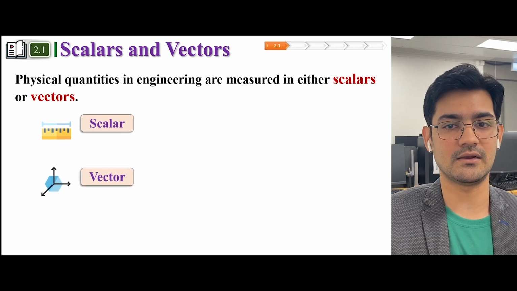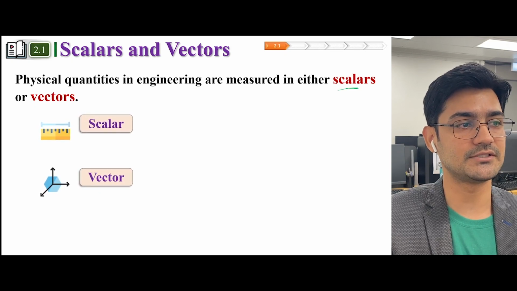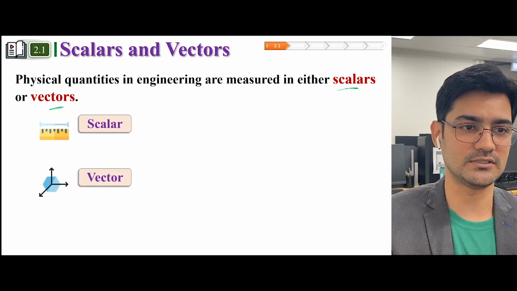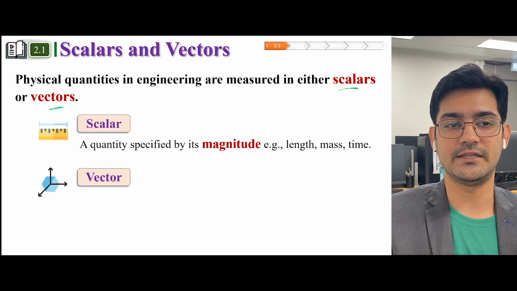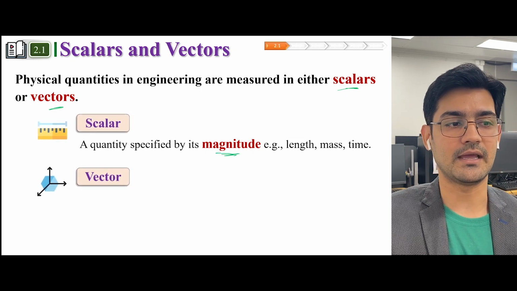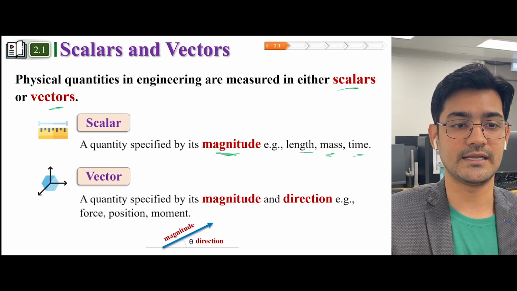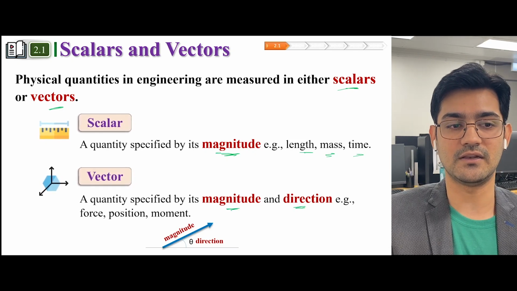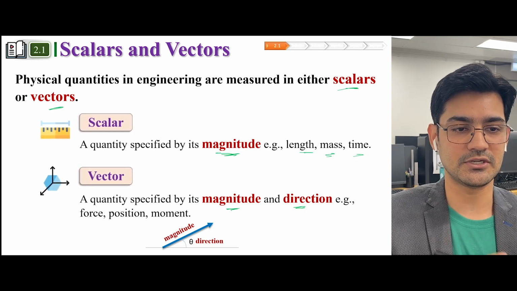Now, what is a scalar or a vector? Any physical quantity in engineering is measured by either a scalar or a vector. So let's go ahead and define what is a scalar and what is a vector. A scalar is any negative or positive physical quantity that can be completely specified by its magnitude alone. Examples can include length, mass, time. A vector, however, is a physical quantity that requires both magnitude and direction for its complete description. Examples of vectors can include force, position, and moment.